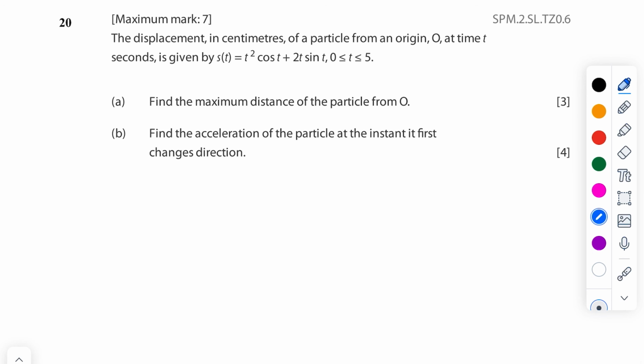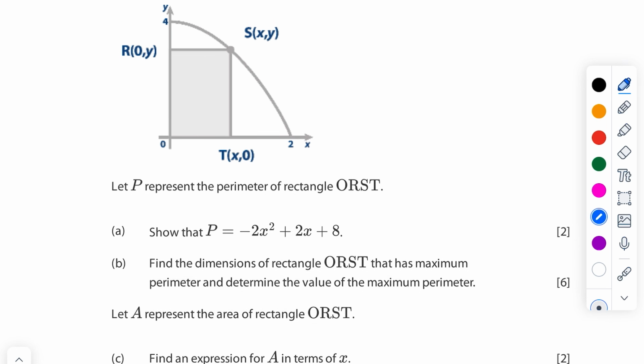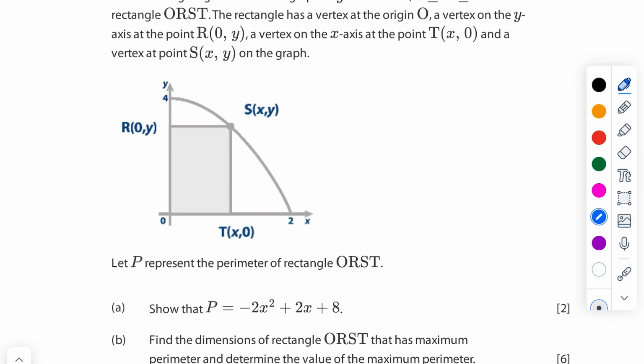Question number 20. It has already been done over here, so it is a repeated question. You can reverse the video and check that. Question number 21. Show that P is the perimeter of ORST. So this is x, this is y.